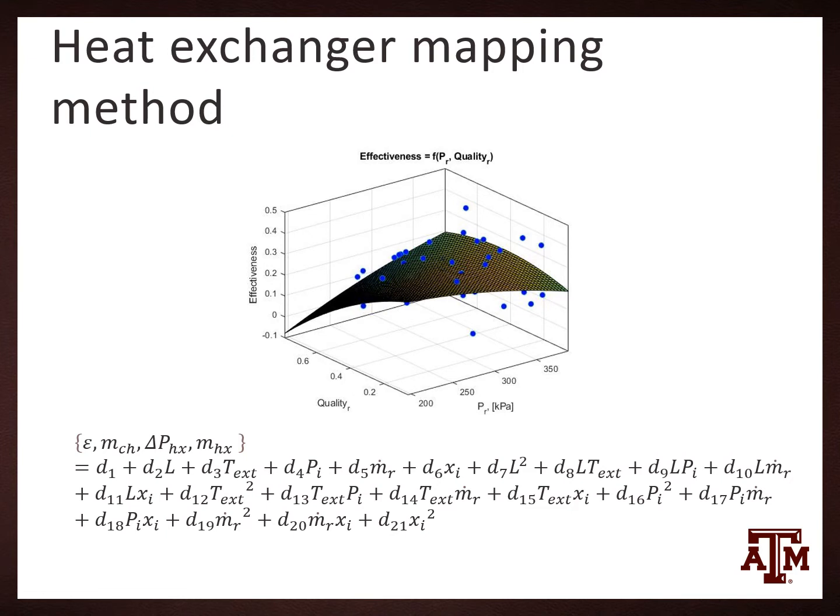Then, using linear regression, the performance of the heat exchangers was fitted as a function of design and operational variables. Heat exchanger effectiveness, mass of the refrigerant charge inside of the heat exchanger, pressure drop across the heat exchanger, and heat exchanger mass were fitted as a function of the heat exchanger design variables, secondary fluid inlet temperature, inlet refrigerant pressure, quality, and mass flow rate.